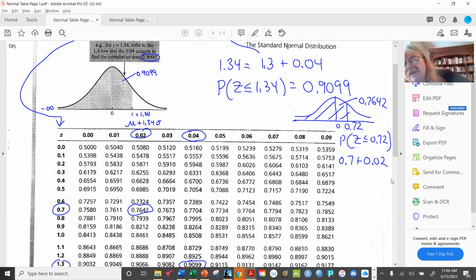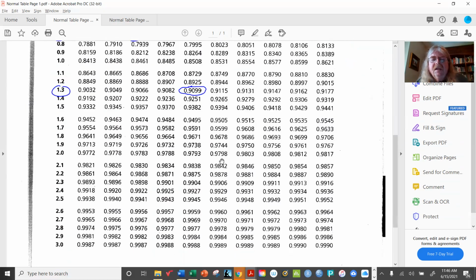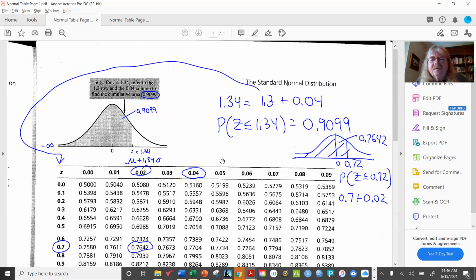Now, you may have seen some of this before. Some high schools actually do teach some basic statistics. And if they did, most likely they introduced you to this table. Now, as it turns out, though, the one thing that's missing from this table is negative values.